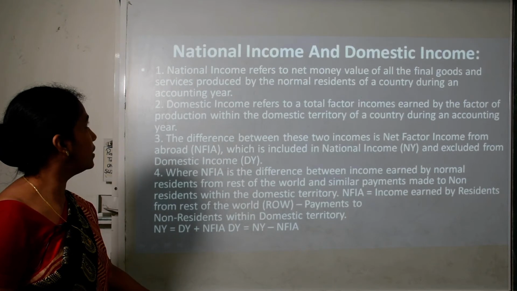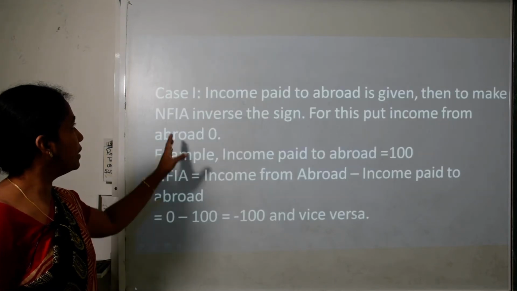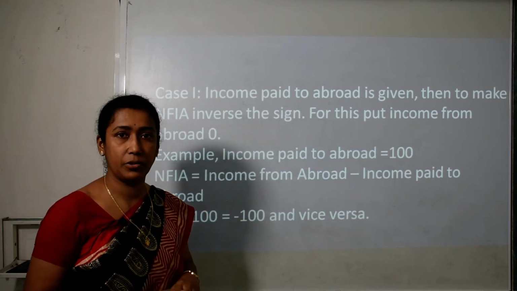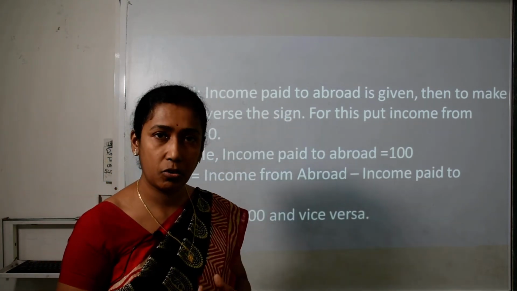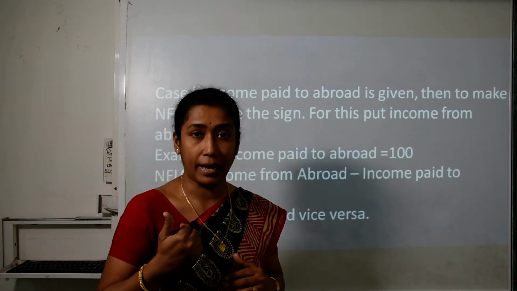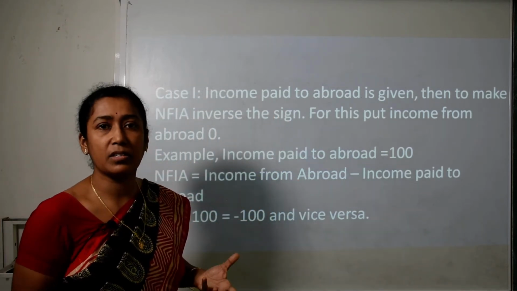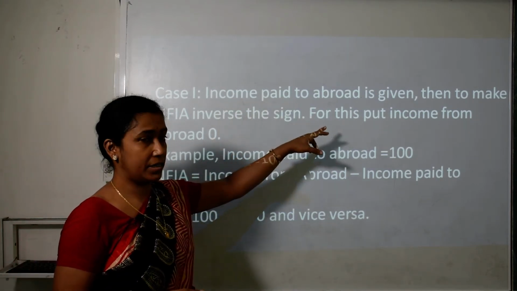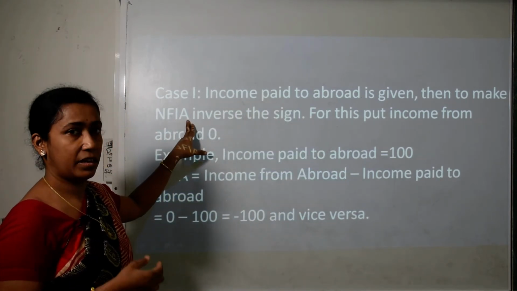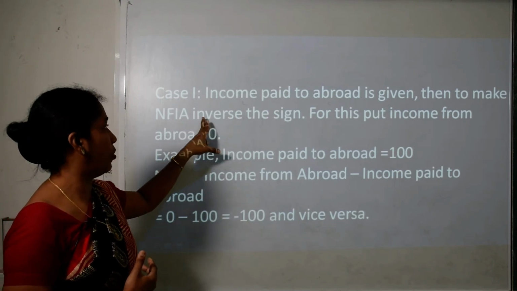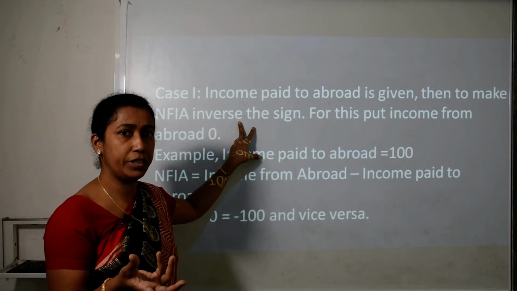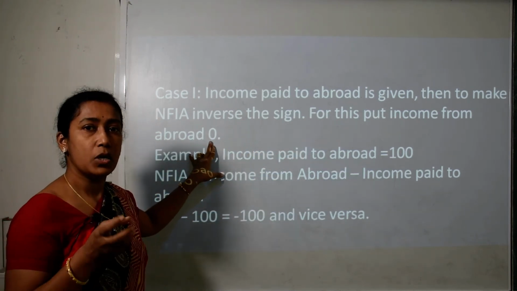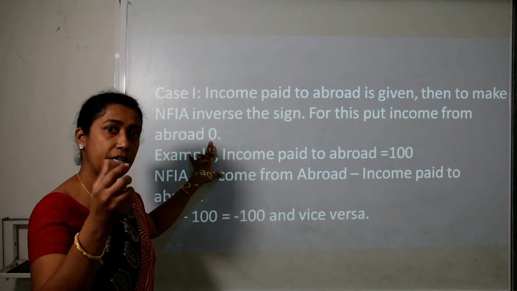we can study this with the help of certain cases. Case 1 is, suppose, for example, income paid to abroad is already given to you. That means whenever you have certain numericals where you are going to calculate national income, something will be given and some aspects will not be provided to you. So in case income paid to abroad is given, then to calculate net factor income from abroad, inverse the sign. That means you need to inverse the sign. For this, put income from abroad as 0. Because it is not given, we are putting it as 0.